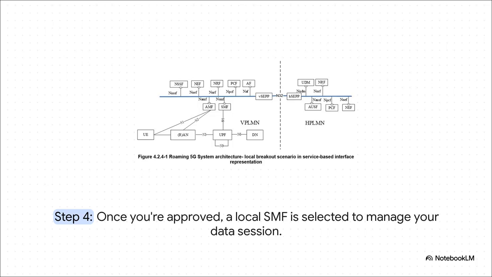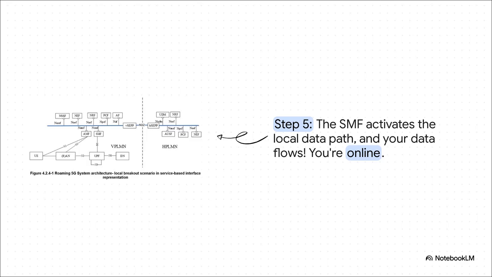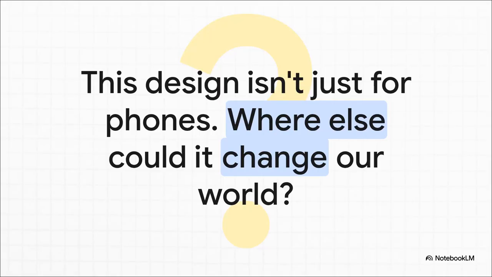So with that secure thumbs up, the local AMF knows you're authenticated. You're in. It then turns to the SMF, our session manager, and gives it the green light. It basically says, okay, this user is legit, build them a data highway stat. And this is the grand finale. The SMF flips the switch on that local data gateway, the UPF, and that creates the super fast local breakout path we were talking about earlier. And boom, the data superhighway is open for business. Your phone is online. All of that entire complex, secure, international negotiation, it all just happened in a matter of seconds.